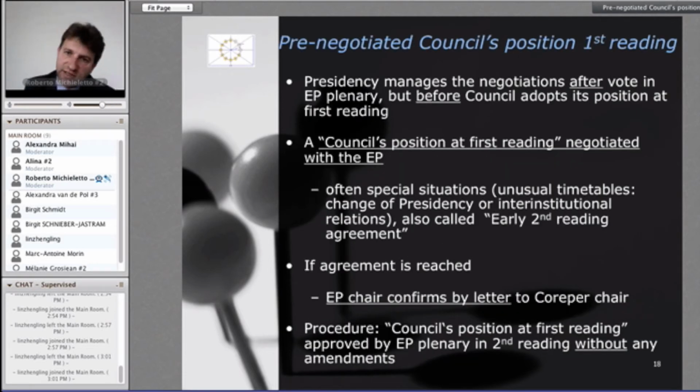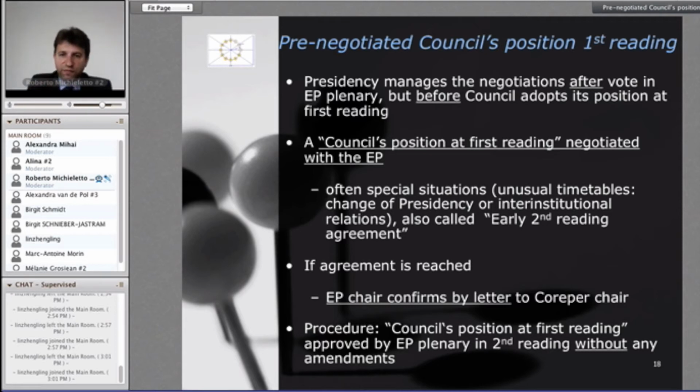Before starting this second phase, as we said, we have the so-called pre-negotiated Council position. Once the Parliament has adopted its position, which is different from what the Council wants, they can continue trilogues and find a compromise before the Council adopts its position, so that the Council can adopt a position which is comfortable for the European Parliament. This is why it's called the pre-negotiated Council position, because what the Council will adopt will be exactly what the European Parliament agreed to adopt.